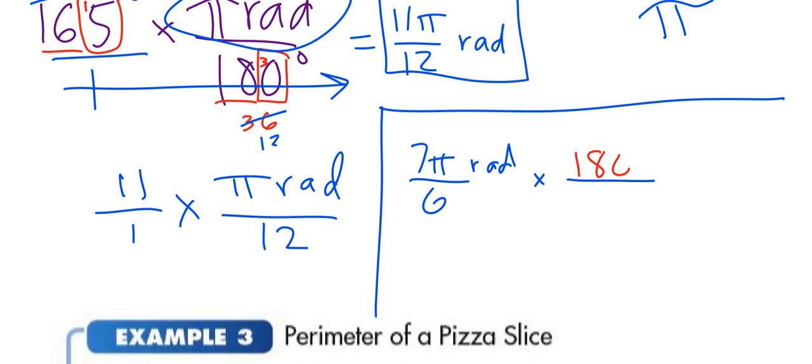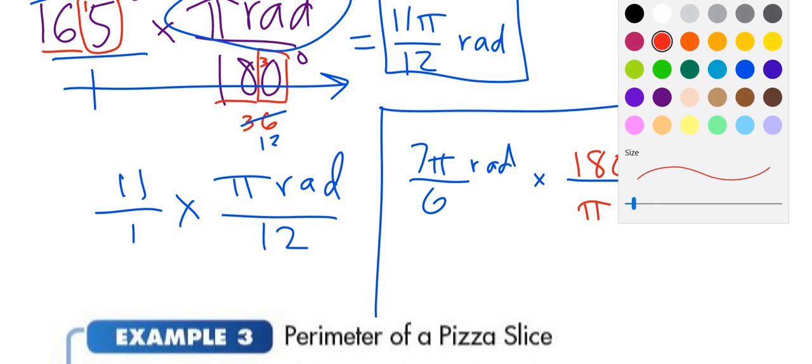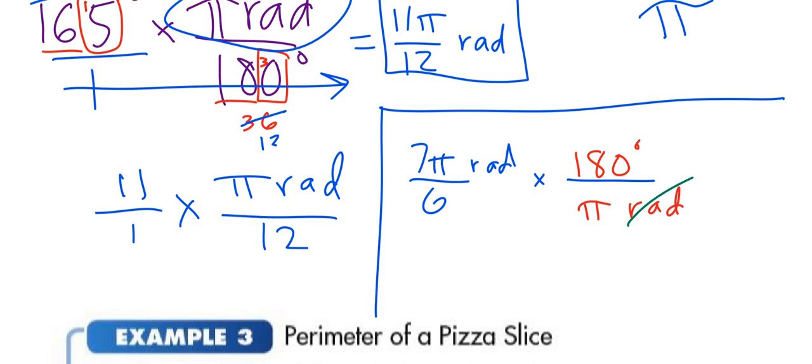180 over pi. Now, why did we choose that? So that the radian units would cancel, right? Just like you did in all those chemistry and physics questions. Factor label. We want to get rid of that unit, so we have to make sure. Anything else cancel? The pi's.